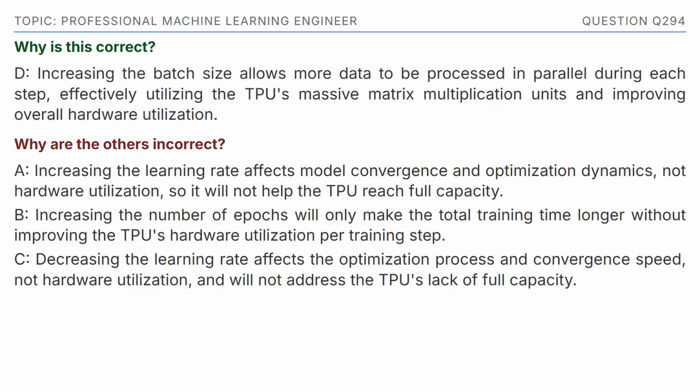Increasing the batch size allows more data to be processed in parallel during each step, effectively utilizing the TPU's massive matrix multiplication units and improving overall hardware utilization. Why are the others incorrect?